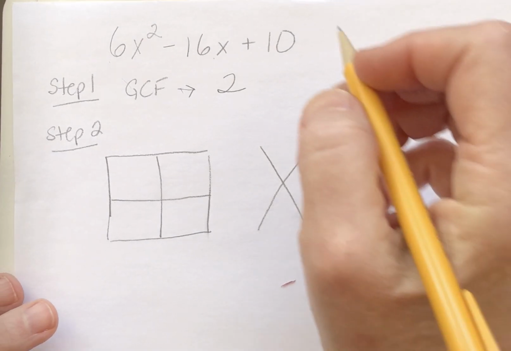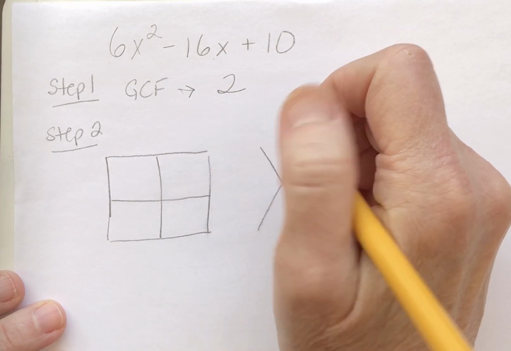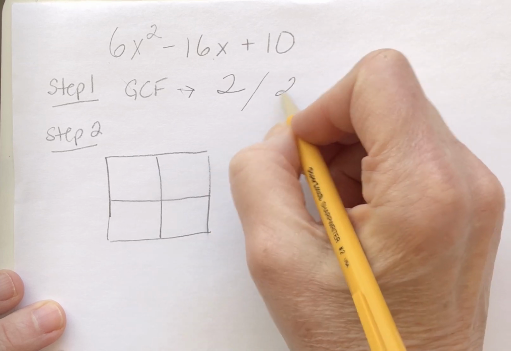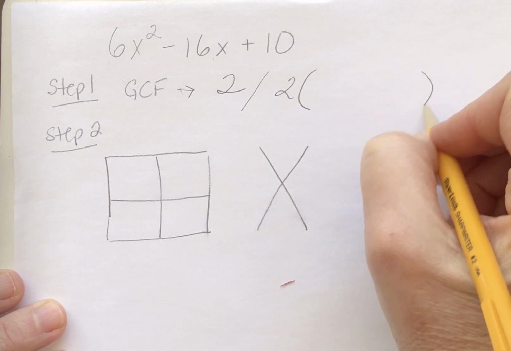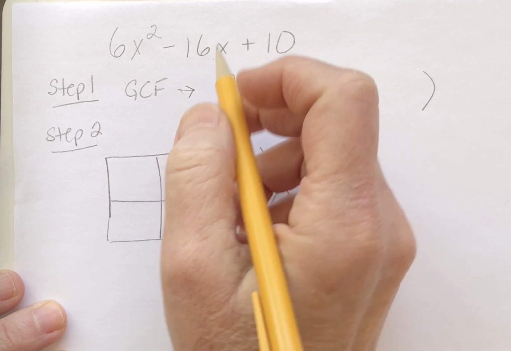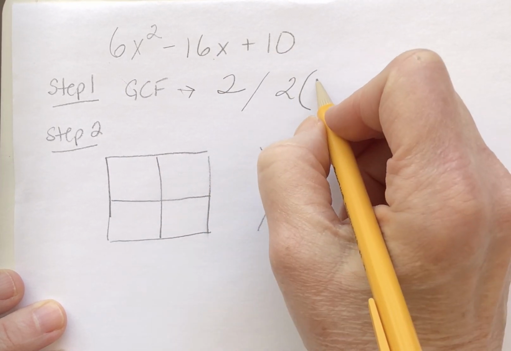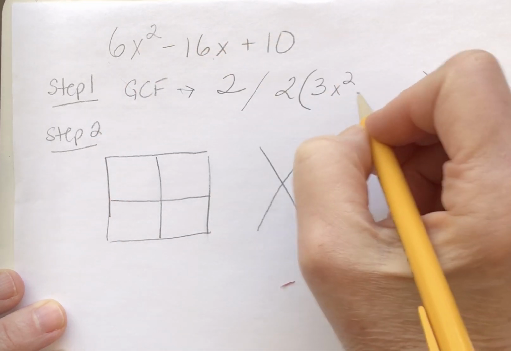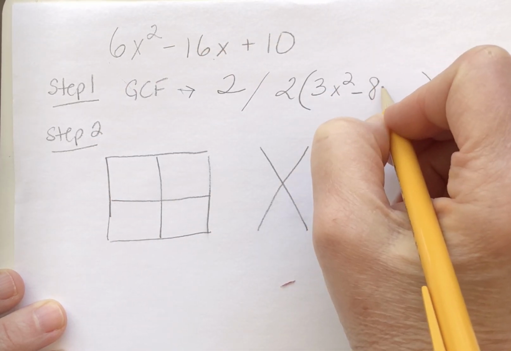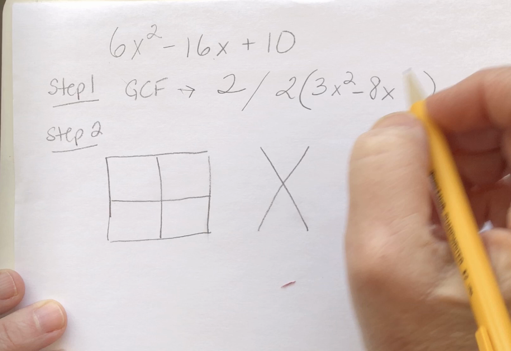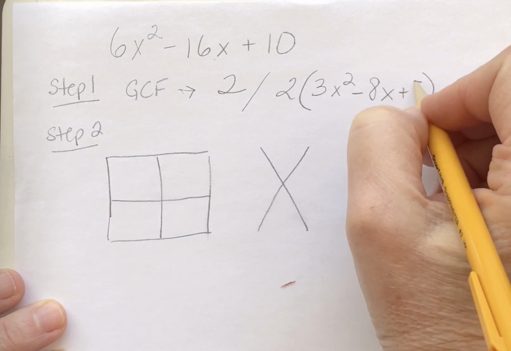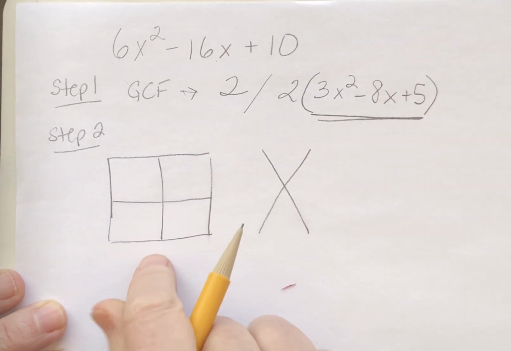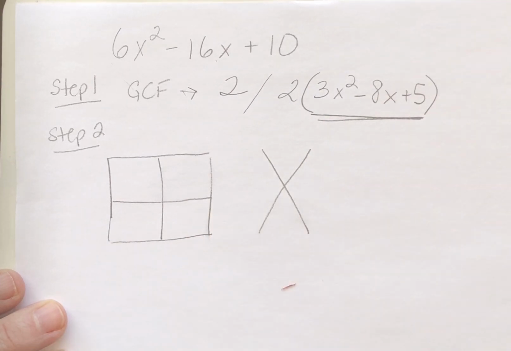Now, if my greatest common factor here is 2, then I am going to have a simplified version of this quadratic expression. So my first term, if I factor out a 2, would be 3x squared. To get me back to that 6x squared, a negative 8x to get me back to that negative 16x, and a positive 5.